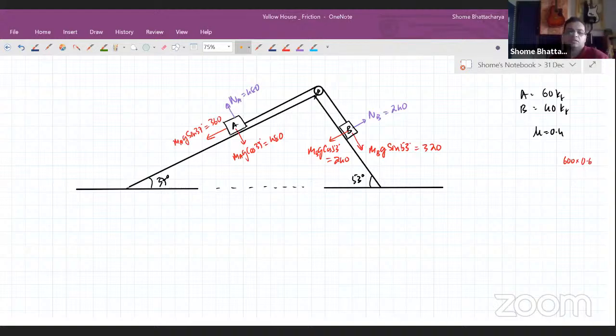So we can see that this component dominates. So there's a tendency to slip like this. There's a tendency to slip like this. Okay. But we don't know if the slipping will actually occur or not, right?